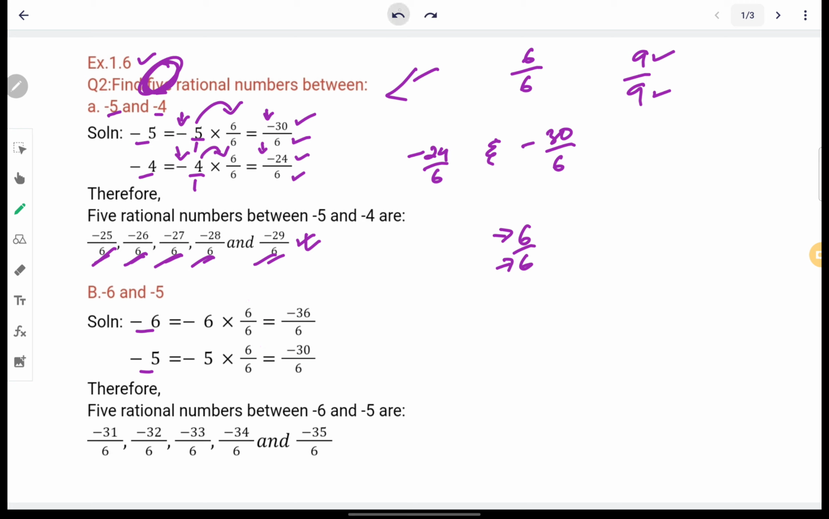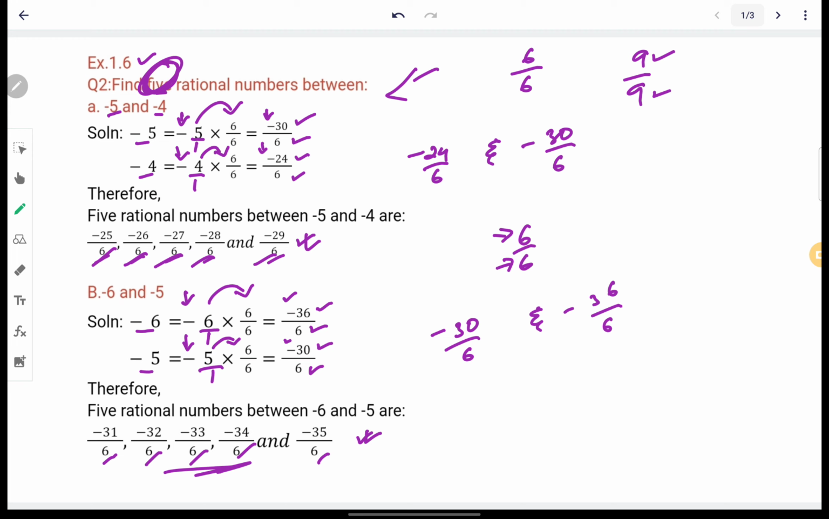So once again, you can already see that minus is there, so our answer will be in minus, right? So 6 6s are minus 36, and once again 1 is here, 1 6s are 6. Same thing again, minus is here, so our answer will be in minus. 5 6s are minus 30, and then 1 is below here, so 1 into 6 is 6. So now we'll try to find 5 rational numbers between minus 30 by 6 and then minus 36 by 6. So we'll start from what? Minus 31 by 6, then minus 32 by 6, minus 33, then minus 34, and then minus 35. Okay, so these are the 5 rational numbers between minus 6 and minus 5.